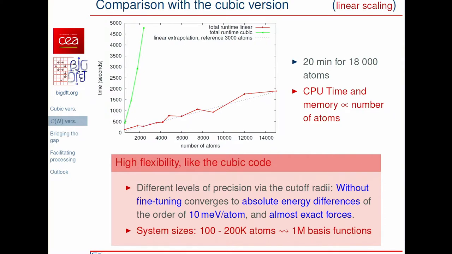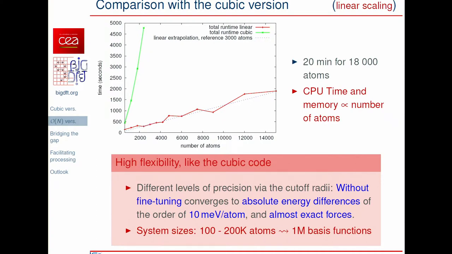If we compare with the cubic code, we have an absolute energy difference of the order of 10 meV per atom, and this is constant and does not depend on the position of the atoms. And the forces are almost exact, in the sense that we have the same forces.